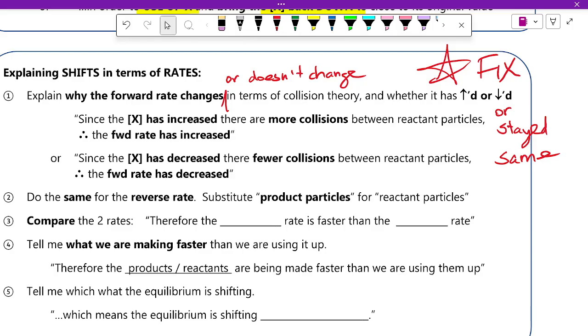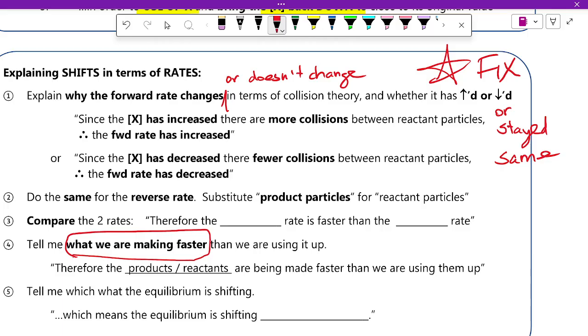Compare the two rates. Therefore, this rate is faster than that rate. Then say what you're making faster. And then say which means the equilibrium is shifting in whatever direction it is shifting. Okay, that is a script that you can follow.